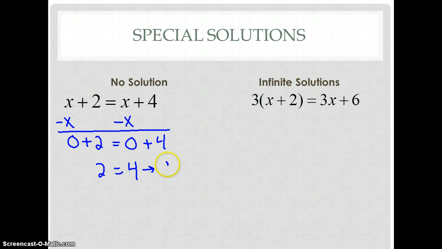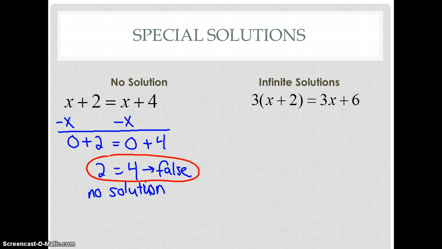Well, this is false. That's not true. Okay, so there's no solution. And we get that based on this right here, the 2 equals 4. That's not true.